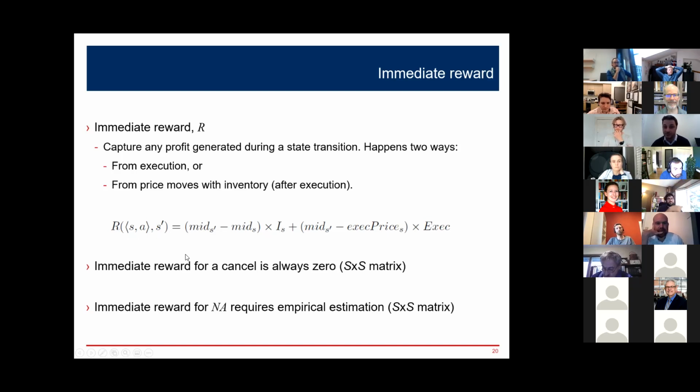Again, we're going to need a full S by S matrix for if we cancel the order or if we leave the order. Canceling is easy. It's just always 0. We never make money. But if we leave the order, that's going to require empirical estimation.